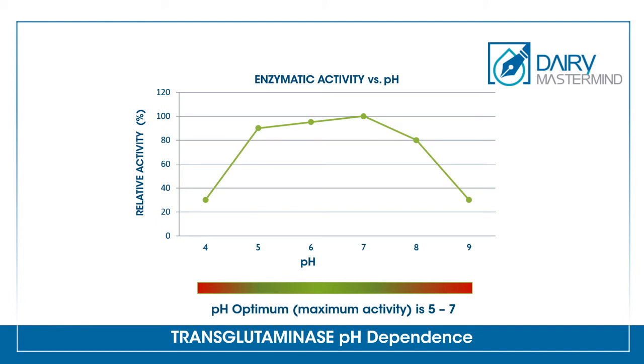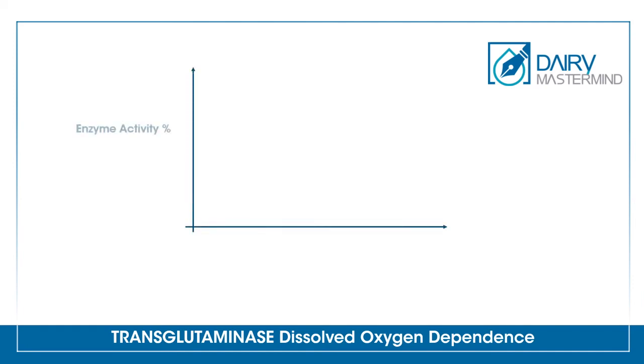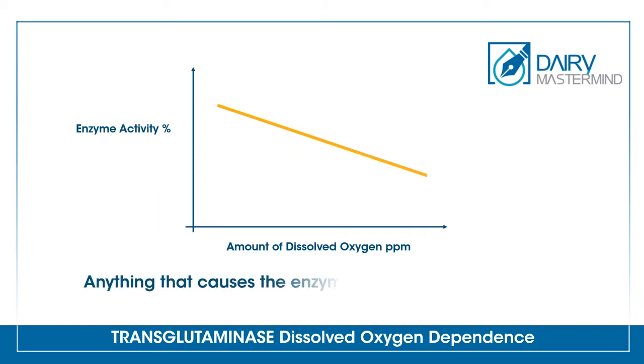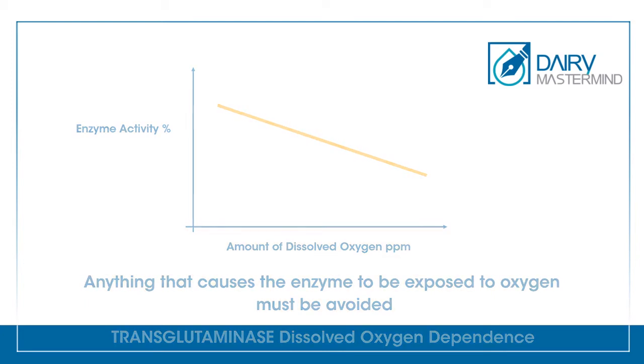Related to pH, optimum pH for TG enzyme activity is between 5 to 7. Enzyme activity decreases as the pH decreases below 5. TG gets almost inactivated below the pH of 4.5. About dissolved oxygen. The same as a starter culture, lowering the dissolved oxygen can be helpful for TG enzyme activity. Therefore, anything that causes the enzyme to be exposed to oxygen must be avoided.